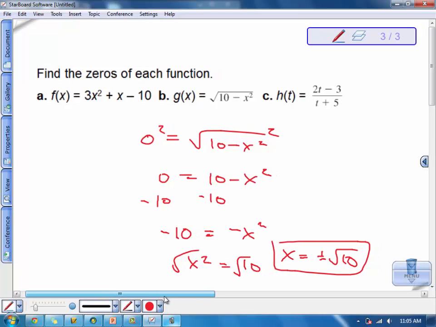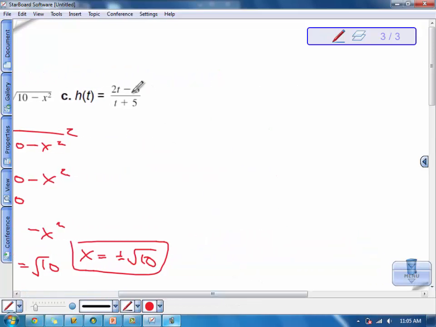All right. Now let's take a look at the last one. The last one, I want to find out when it's 0, so 0 equals 2t minus 3 over t plus 5. Where it's 0 is where the numerator is 0. Okay, now you can multiply both sides by t plus 5 if you want, but you're going to get 2t minus 3 equals 0. Right, so we're concerned about where the numerator is 0.